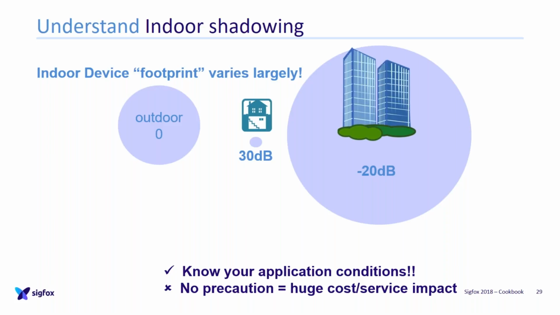There are, of course, a lot of statistics and a lot of studies about shadowing, indoor behavior, or city behavior, because city is the same kind of problem as indoor in terms of shadowing. And there, again, to design a good experience for your customers and for yourself, for your application, you have to know exactly what your device is supposed to do and where it is supposed to operate. In case no precaution is taken to manage the shadowing and the operational zones for the device, again, there's a service impact, and in the end, that's cost.